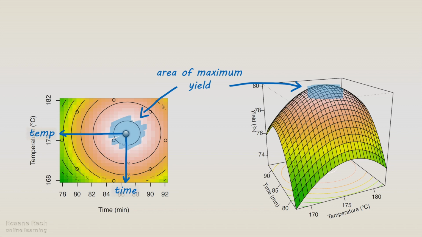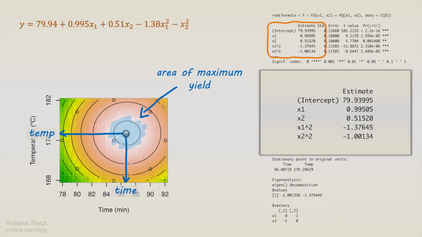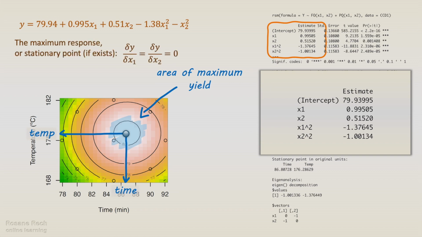The precise determination of the maximum point uses the response surface equation. The maximum condition, if it exists, will be the set of x1 and x2 for which the partial derivatives ∂y/∂x1 and ∂y/∂x2 are 0. It is called the stationary point. Fortunately, we don't need to derive the equation by ourselves. R does it for us.